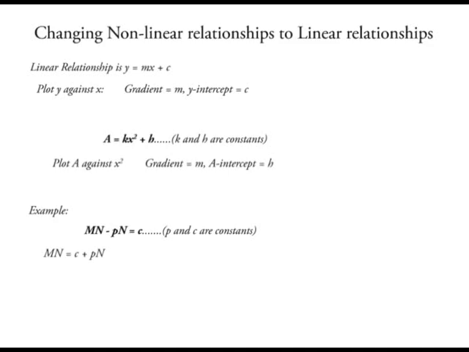Dividing both sides by n, m is equal to c over n plus p. This is the same as m is equal to c times 1 over n plus p. That relates to y is equal to mx plus c. We plot m against 1 over n. C will be the gradient, m-intercept will be p.